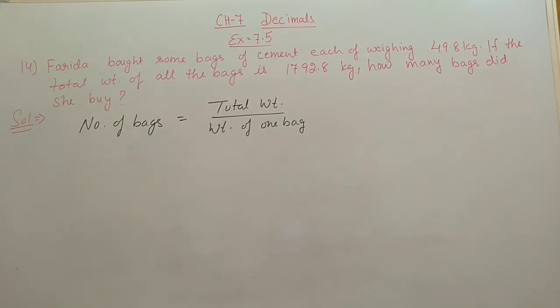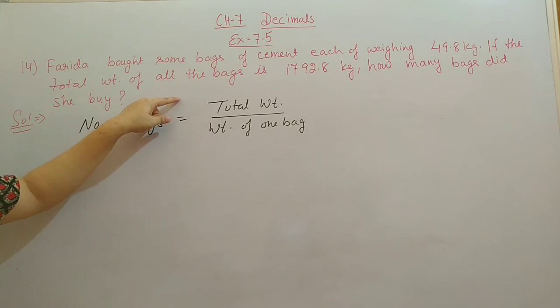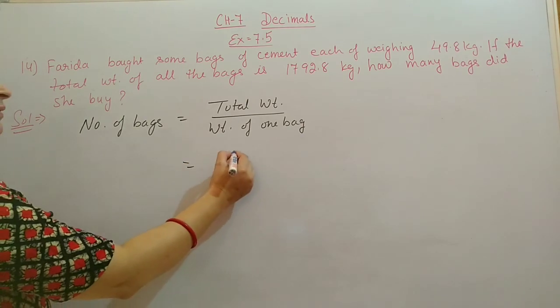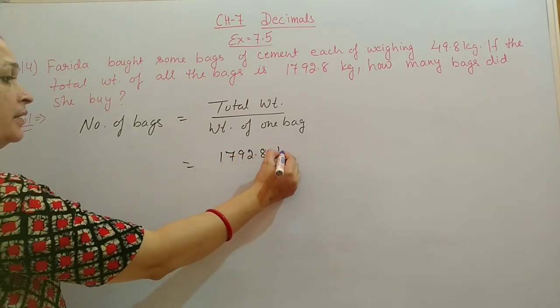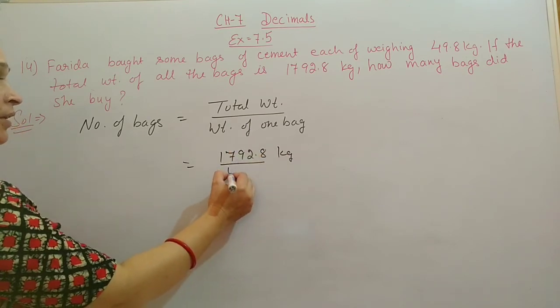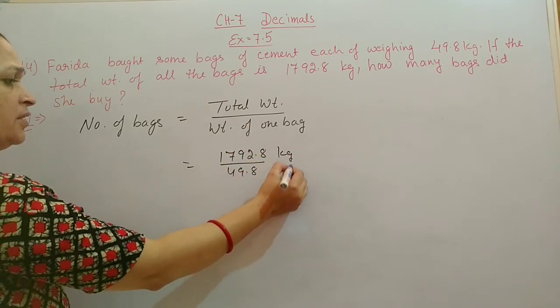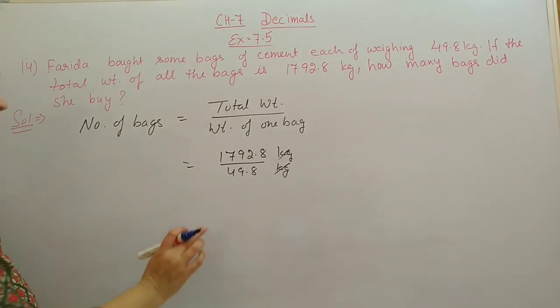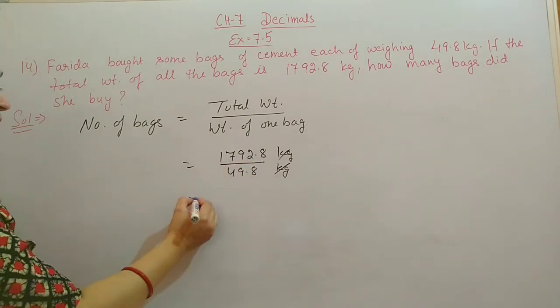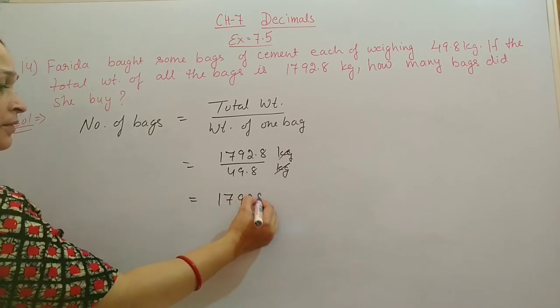Next, question number 14. Farida bought some bags of cement, each of weight 49.8 kg. If the total weight of all the bags is 1792.8 kg, how many bags did she buy? So we have to find out here the total number of bags. The number of bags will be equal to total weight divided by the weight of one bag. Total weight is here 1792.8 kg, and weight of one bag is 49.8 kg. So kg to kg will cancel out. Number of bags has no unit. And here one decimal, here also one decimal, so we can leave the decimal now.